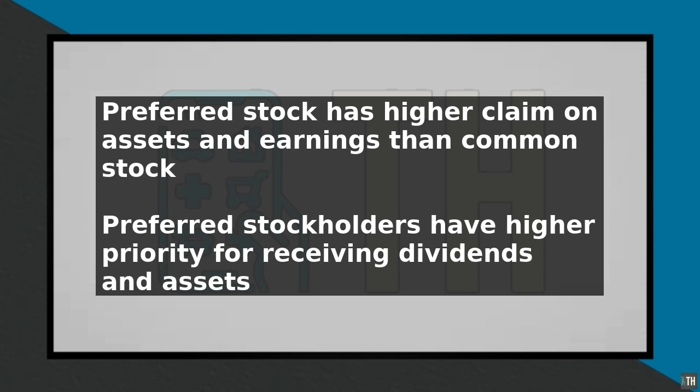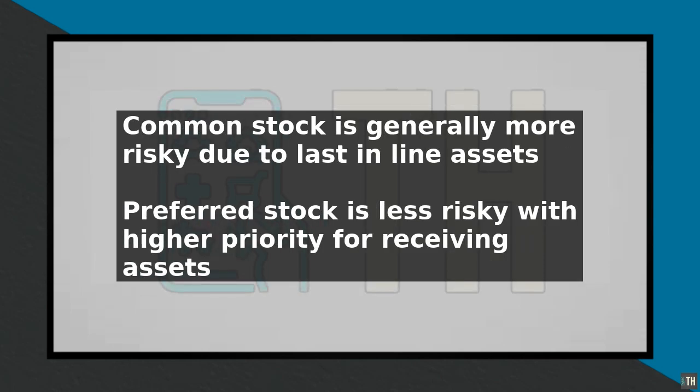A key difference between common and preferred stock is the level of risk involved. Common stock is generally considered to be more risky than preferred stock because common stockholders are last in line to receive any assets or income if the company goes bankrupt. Preferred stock, on the other hand, is considered to be less risky because preferred stockholders have a higher priority when it comes to receiving assets and income.